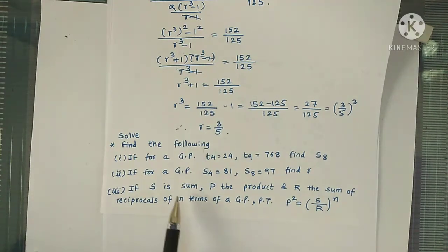See, we have the formula for the sum. Then we can find the product. So write the product a into ar into ar square, and so on up to ar raised to n minus 1. Try to find it out. R is the sum of the reciprocals. Write the reciprocals. You can see that it is also a GP. So again use the formula for Sn of a GP to find this R.